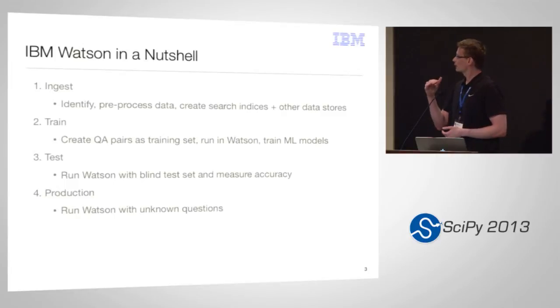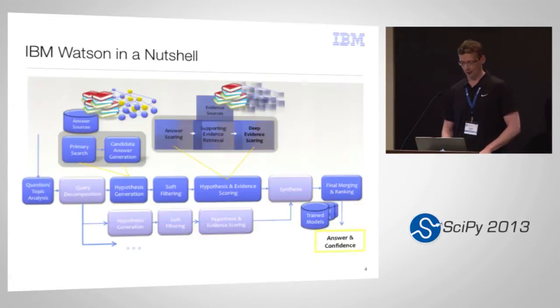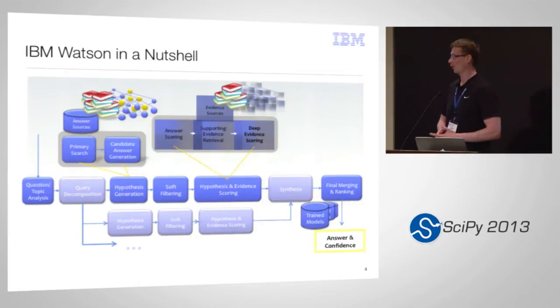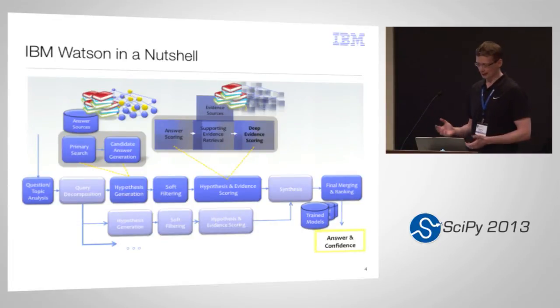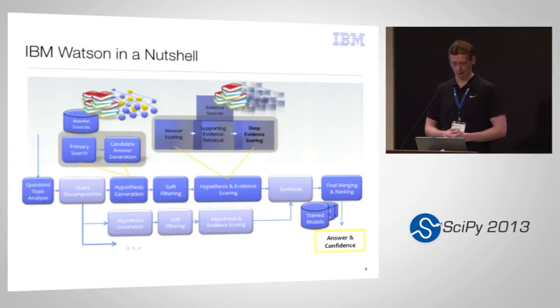And you essentially go through steps 1 to 3 many times. We call it an experiment. And then at the very end, when you're satisfied with the measured accuracy, then you go into production and you let Watson out to the world for your domain. Now, this is an overview of the Watson pipeline. And you can look at it on the left side, a question comes in. And on the right side, an answer with a certain confidence comes out.